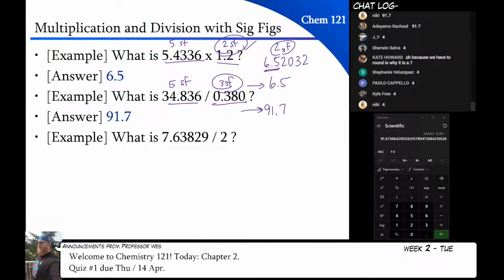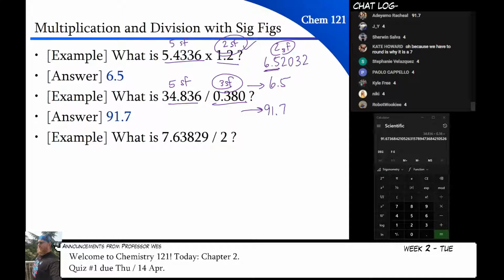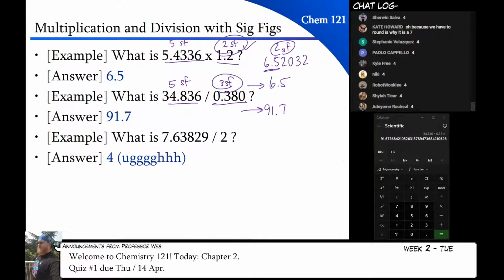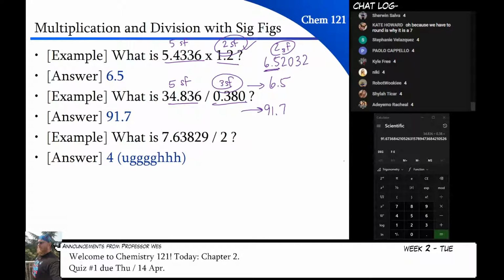Yeah, to answer your question, Kate, we don't just truncate numbers, we round to that last spot. And everybody got the right answer. And if you feel dirty when you type that in, like, 4, that's so imprecise, ugh, then that's the correct response. Because you have this very precise number with 6 sig figs, and then you have this one, which is just 1 sig fig.